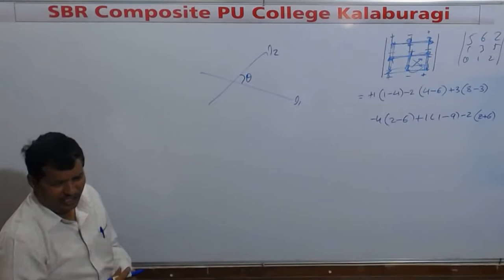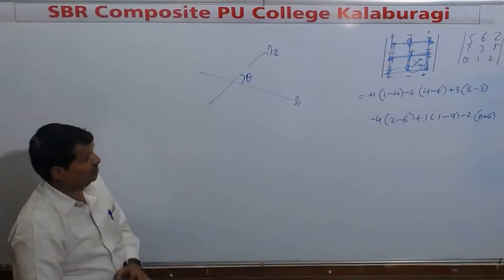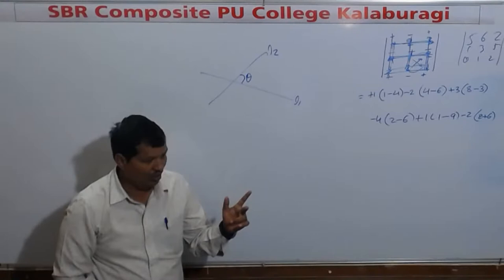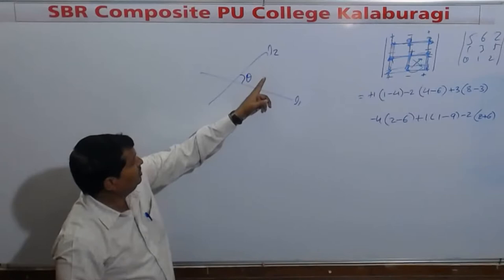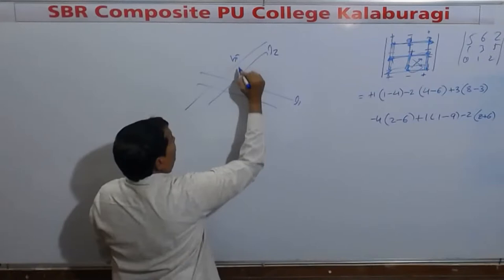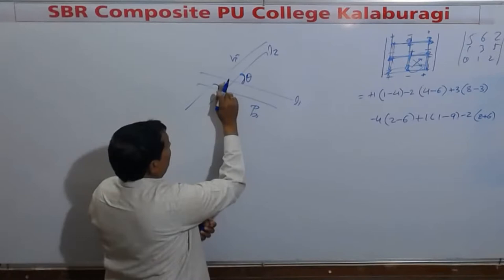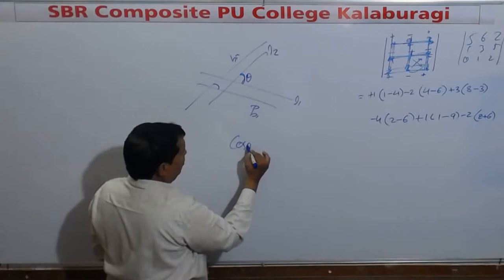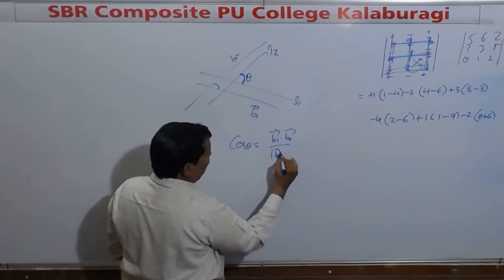It is very simple. How to find the angle between two lines? As you know, in vectors, how to find the angle between two vectors? This vector is parallel to B1, this vector is parallel to B2. The angle theta between the lines is the same as the angle between B1 and B2. Therefore, whatever angle you get from B1 and B2, the same is the angle between L1 and L2. Therefore, cos theta equals B1 dot B2 by mod of B1 into mod of B2.